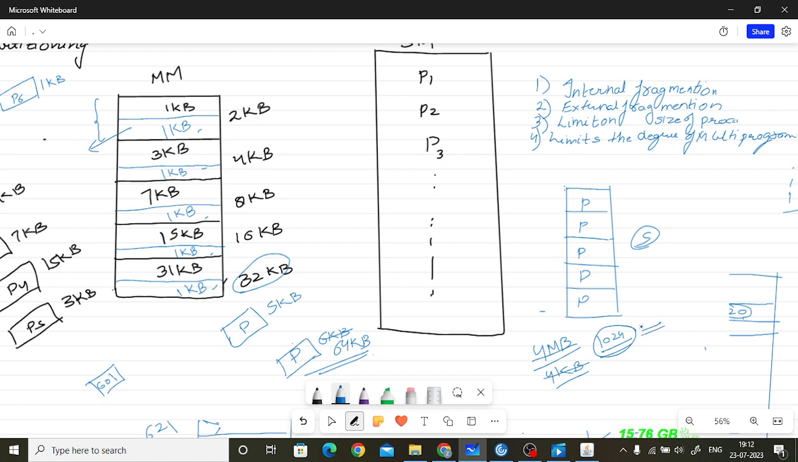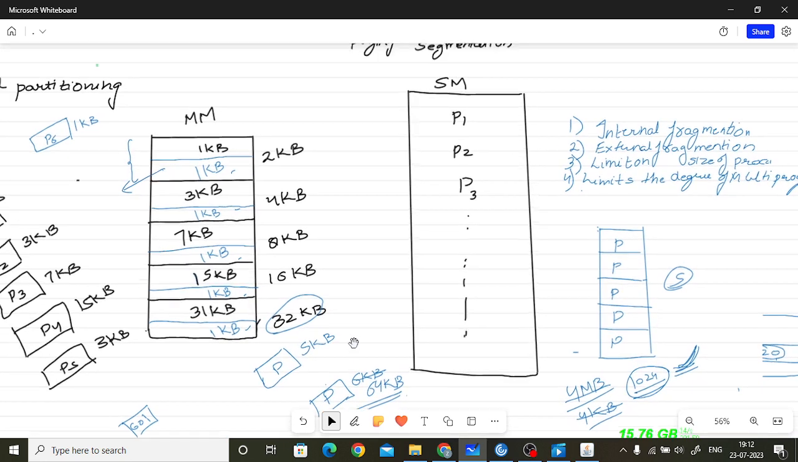The degree of multiprogramming will not exceed 1024, because we have 1024 partitions, and we cannot accommodate 2 processes in one partition. Only one process will be there in a single partition. So it limits the degree of multiprogramming, and it has various disadvantages. I think I have discussed all the disadvantages that it has, and let's come on to dynamic partitioning.